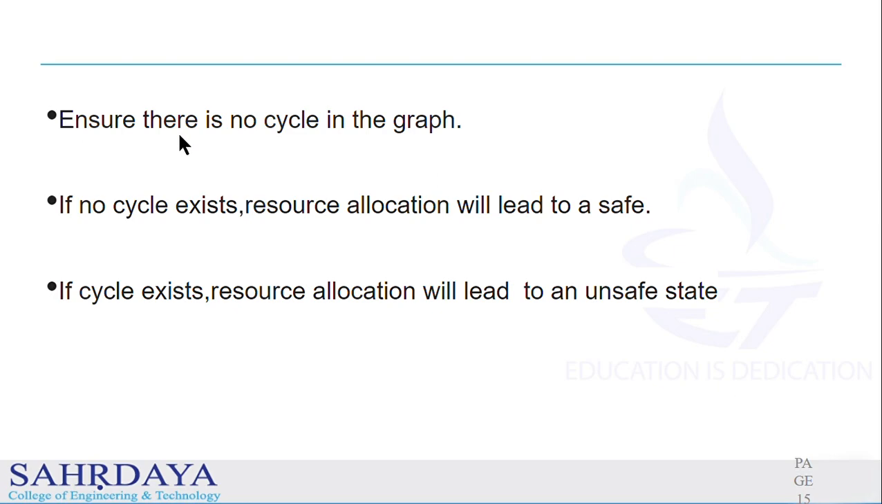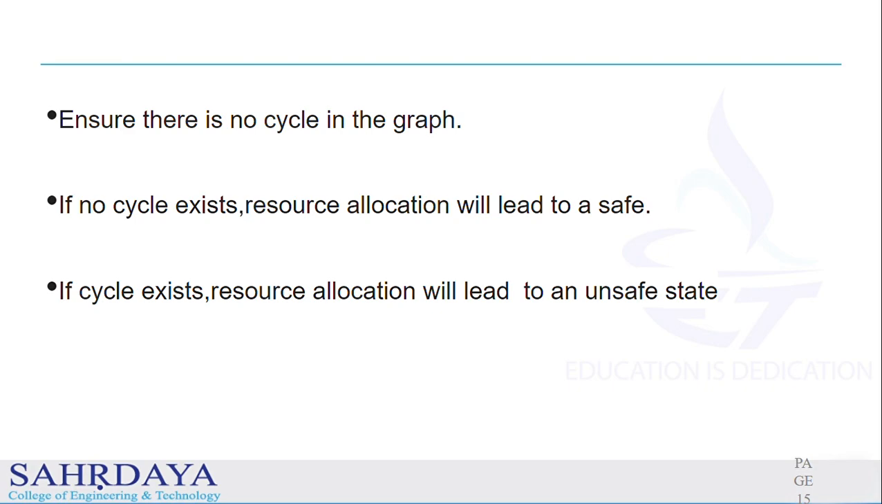That is, ensure there is no cycle in the graph. If no cycle exists, resource allocation will lead to a safe state. If a cycle exists, resource allocation will lead to an unsafe state. So here deadlock has been avoided, but the problem is that the resource is available and free, but still you are not allocating it to any process. This is the problem in this case, so that is all about the resource allocation graph.